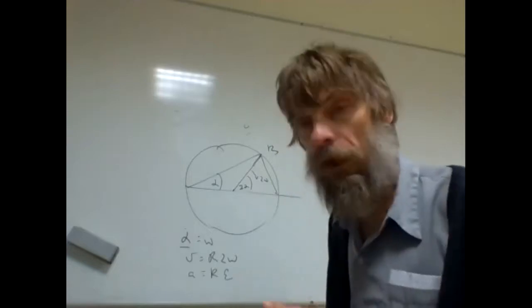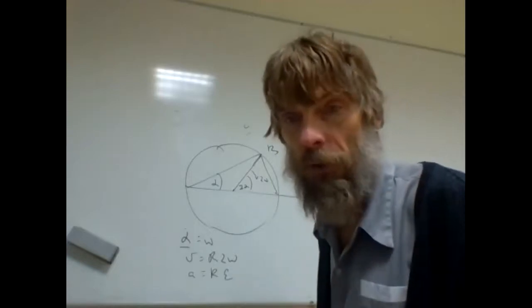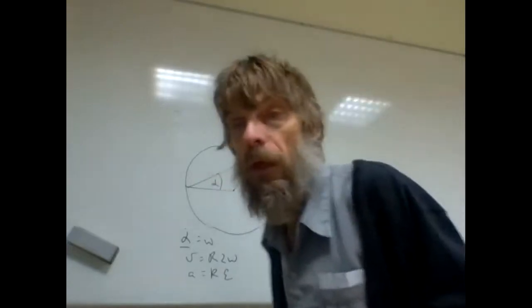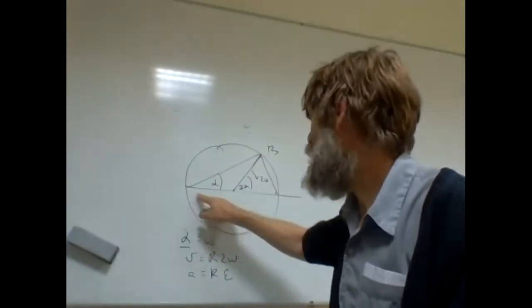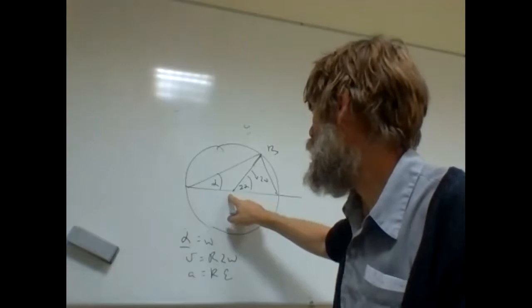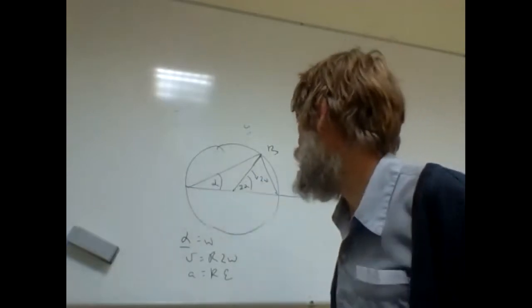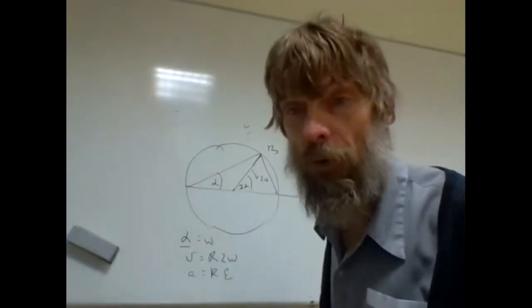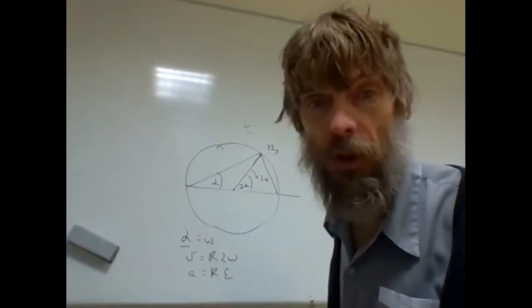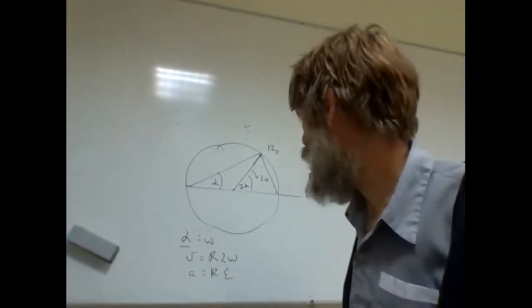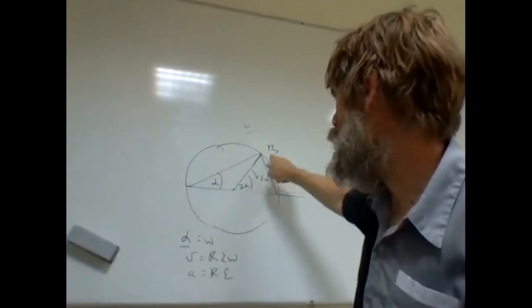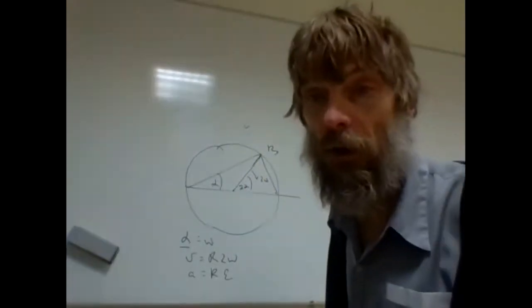This might have been a problem for you, because we did not solve problems with inscribed angles and Thales and this kind of thing. I don't know how it was. Did you have trouble relating the angle alpha to the position of the point on the circle?